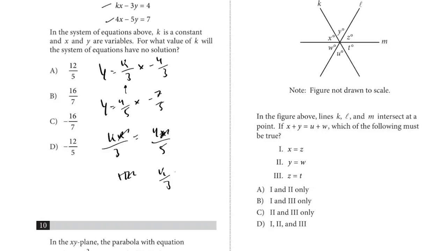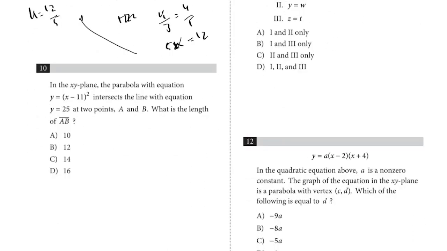So k over 3 equals 4 over 5. Cross multiplying, we get 5k equals 12. And then let me bring this over here. That means k is equal to 12 over 5. The answer is A.